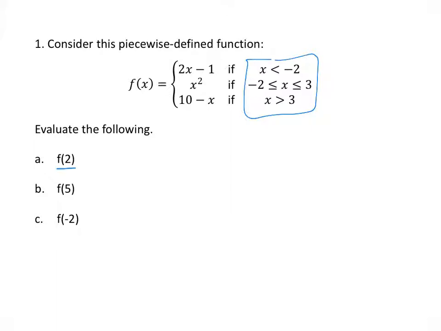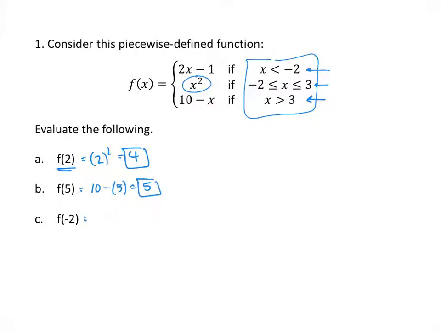So for the first one, we've got f of 2, and so which one of these three cases fits the number 2? Is 2 less than negative 2? No. Is 2 between negative 2 and 3? Yes. So that means that we use this function to evaluate that. So f of 2 is 2 squared, which is 4. For f of 5, 5 fits into this third case because 5 is greater than 3. So my y value is 10 minus 5, which is 5.